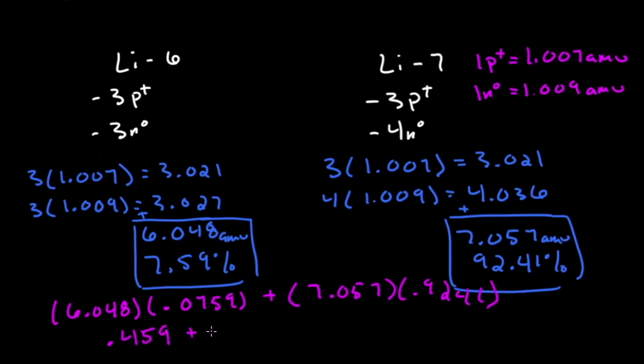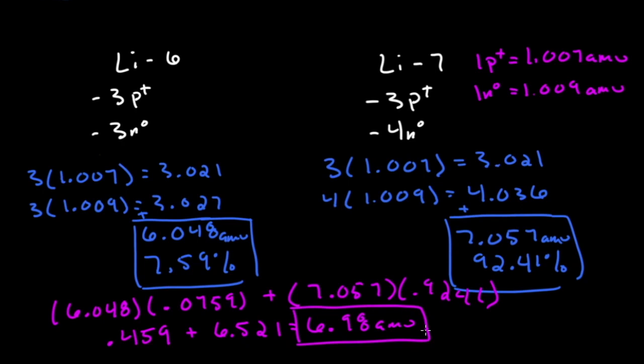and when we do this out, we're going to get 0.459 plus 6.521, and we get 6.98. And this would be AMUs here, and this is going to be the average atomic mass of lithium. So I'll put average atomic mass. So if you go to the periodic table, this would be the number that you're going to find, or something, you know, pretty close to that.